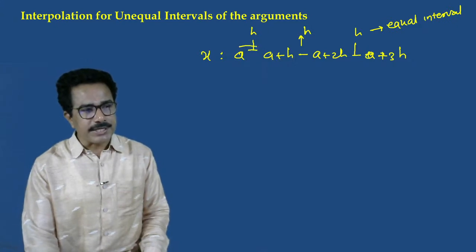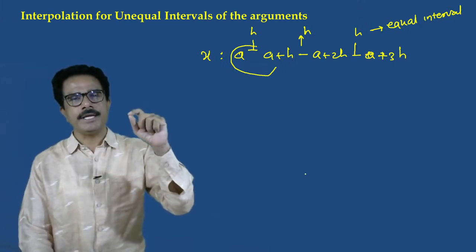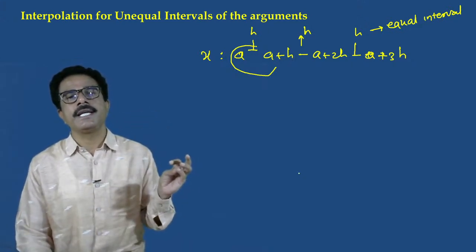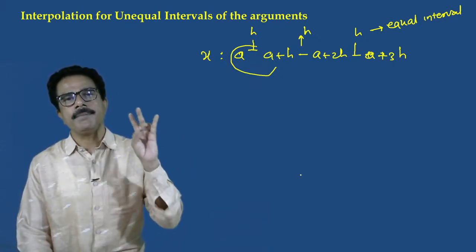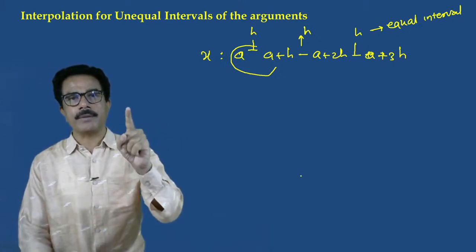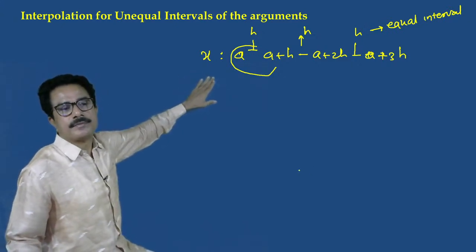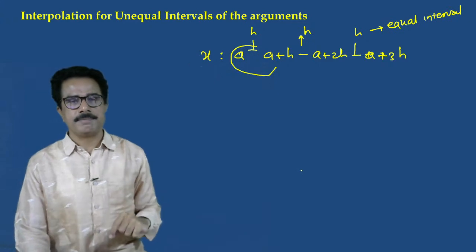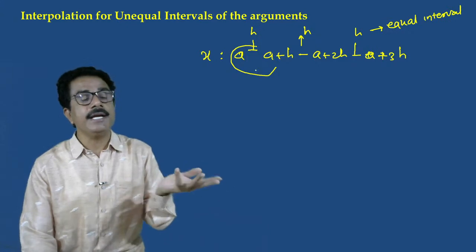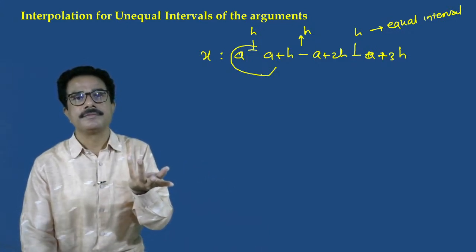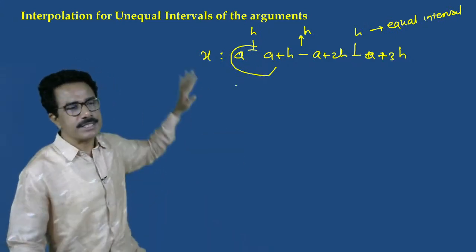Under the equal interval, we have discussed two formulae: Newton's Gregory forward interpolation formula and Newton's Gregory backward interpolation formula. Both formulae are applicable only for equal intervals. But if there is an unequal interval, then what do we have to do? Then how to solve such problems? We shall discuss in this chapter.